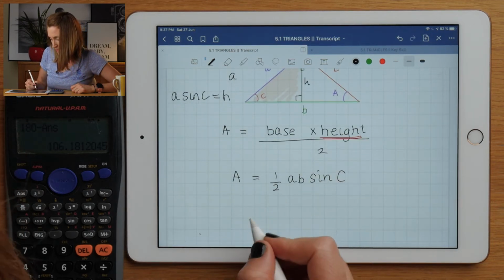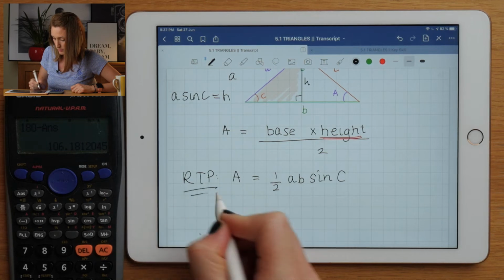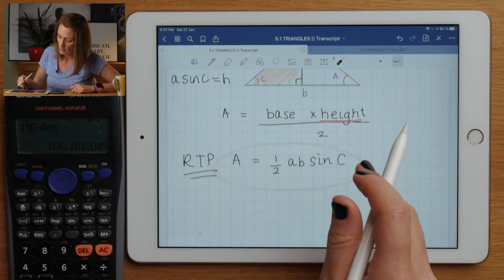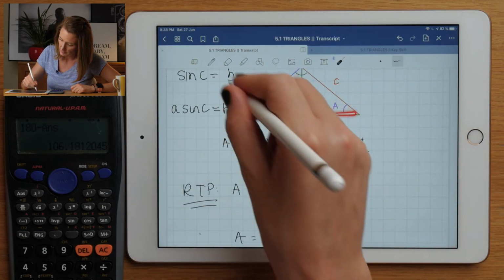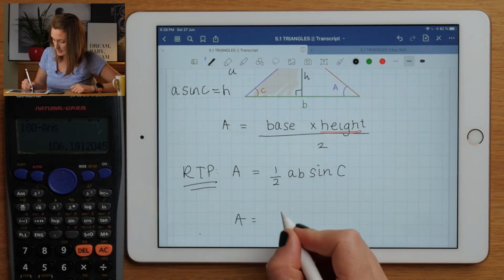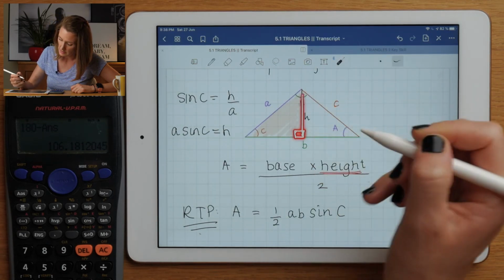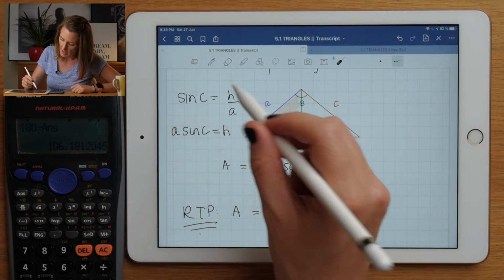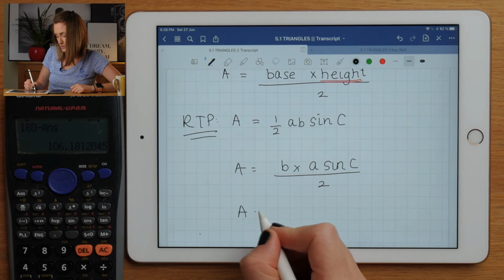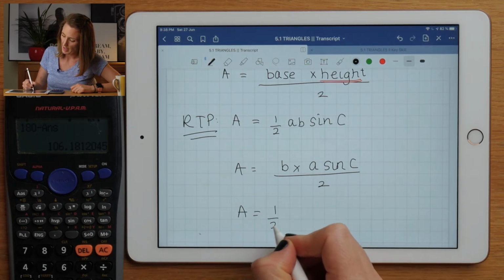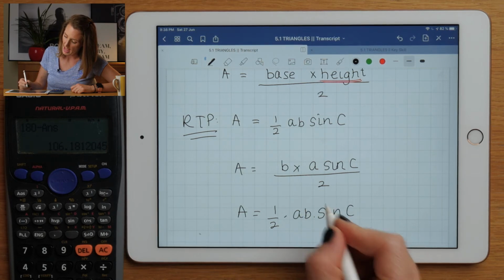So we're going to substitute that in now. So we're going to say, this was our RTP, this is our required to prove. This is what we want to look like at the very end. We want to say the base of the triangle is going to be B. So base is side B times by height, which would be here the perpendicular height. So that's going to be A sine C, and that's all divided by 2. And all we need to do now is rearrange it so it's a little bit neater. I'm going to put my half at the front. I'm going to write my A, B in alphabetical order, and my sine C at the end.